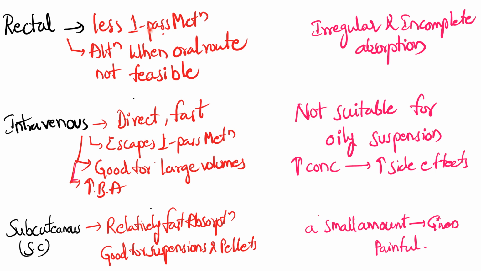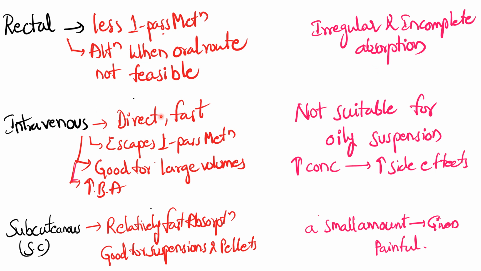This has less first pass metabolism, and it is preferred when the oral route is not feasible for the patient. Like if the patient is unconscious or vomiting, we mostly go through the rectal route. The cons of this rectal route are irregular and incomplete absorption.